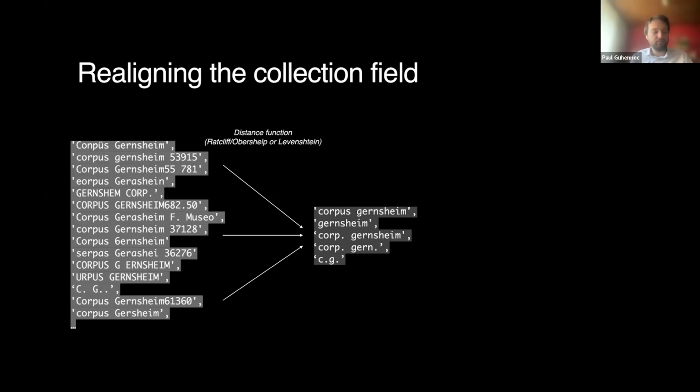And Corpus Gernsheim is sometimes described as just Gernsheim, or CG, or some kind of abbreviation. So what we want to do in the first step is to identify those variations, and then from this subset, detect automatically which it could be. And this is where our distance metrics, as we say, come into play.